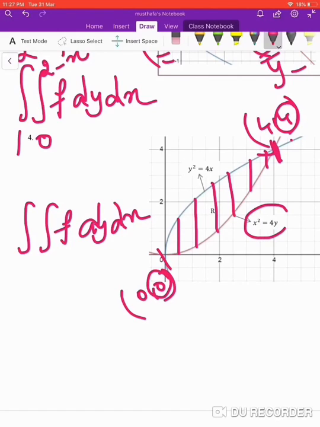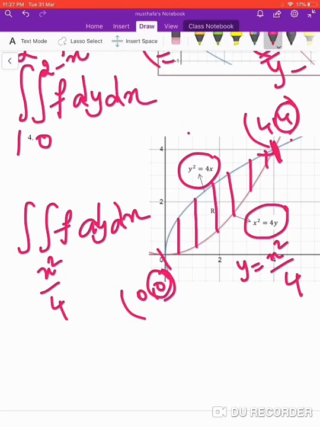What is the value of y in the brown color? Y equals x power 2 by 4. So x power 2 by 4. When I stop at blue color, what is the value of your y? Y equals square root of 4x. In this region, the value of y is positive, so we take square root of 4 times x.